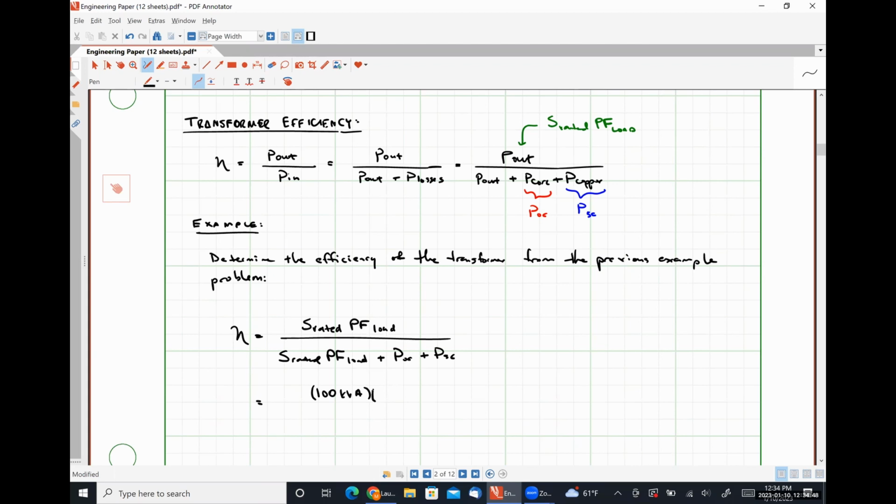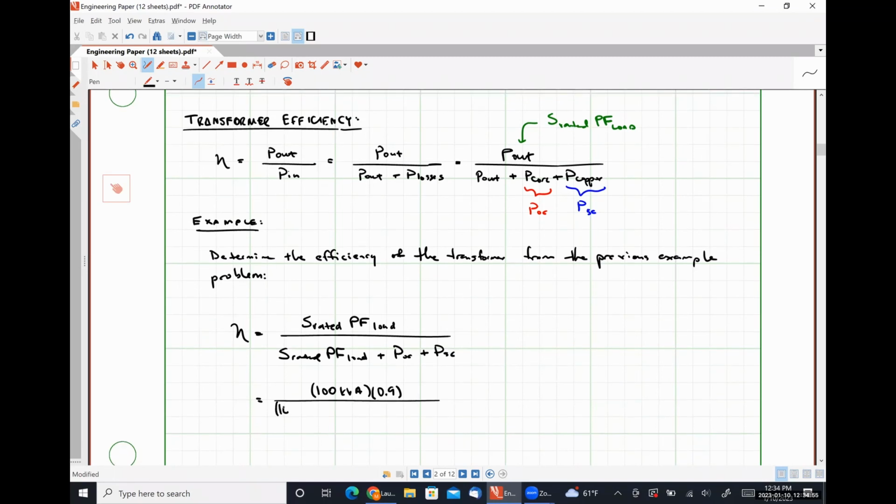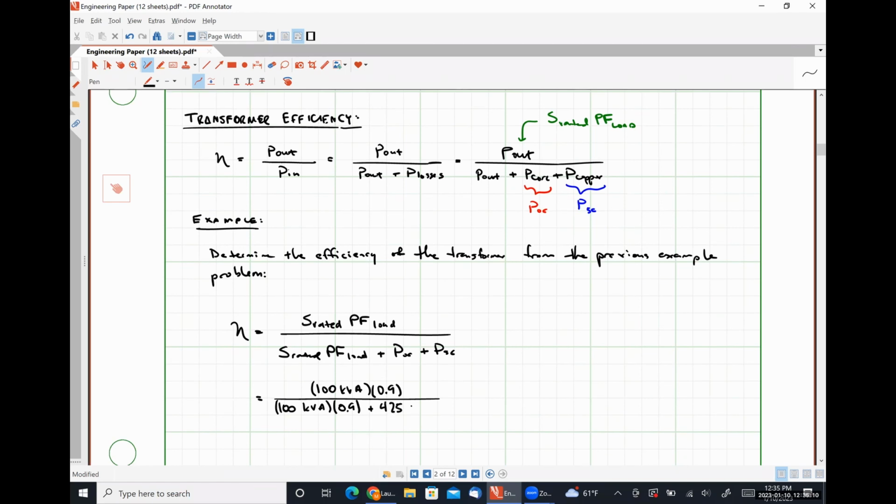What was our power factor? 90%, 0.9. Same thing's going to go down here. What were our core losses? 425 watts. What were our copper losses? 1420, right? P_SC, 1420.